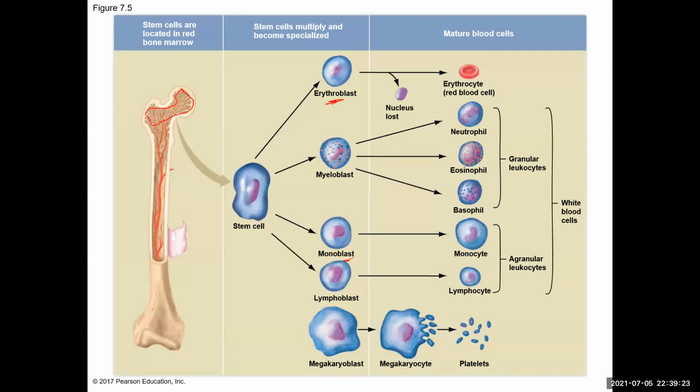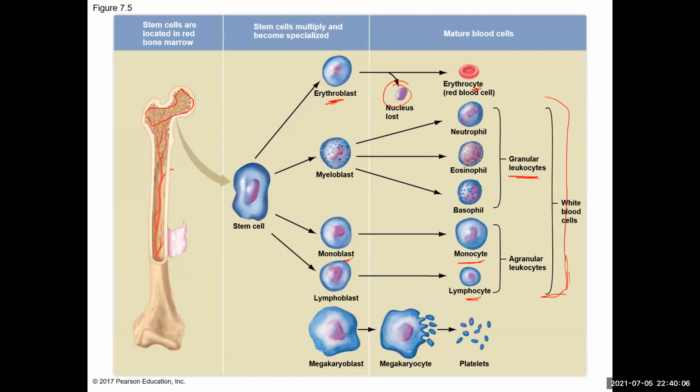So it's going to develop into a red blood cell, which is a cyte, right? Remember, a cyte is a mature cell. So erythrocyte. And during that process, the nucleus is lost, as well as a lot of the other organelles. And then you have your stem cells that can develop into these myeloblasts or monoblasts or lymphoblasts. Okay? Myeloblasts will develop into one of the three granular leukocytes. Okay? Your mono will develop into the monocyte, and the lympho will develop into the lymphocyte. And those are your agranular leukocytes. And all of those, so those five, right, are your white blood cells.